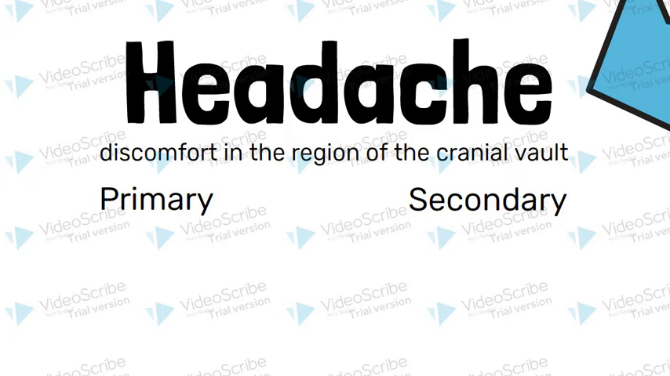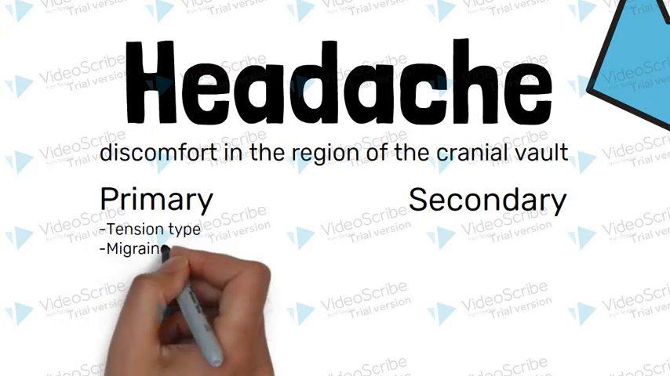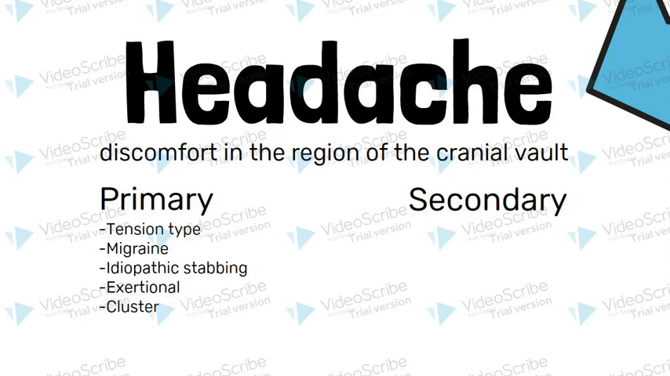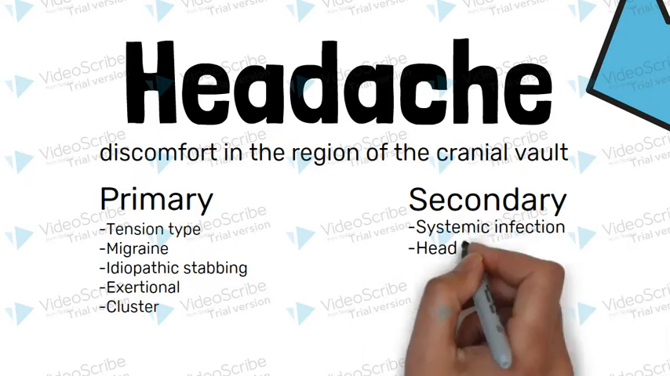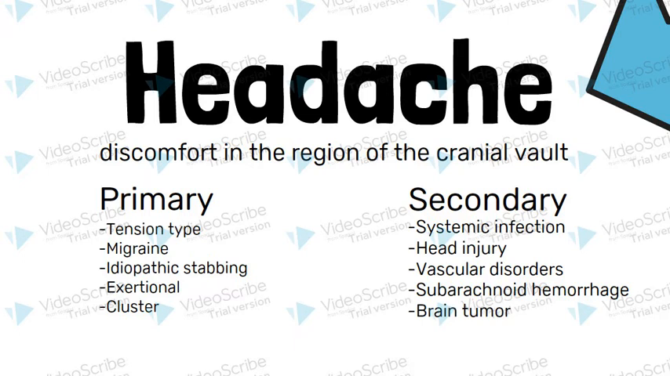Primary headaches and their features are the disorders themselves. In order of decreasing incidence, the most common is tension type, followed by migraine, idiopathic stabbing, exertional, and cluster, while secondary headaches are caused by exogenous disorders like systemic infection, head injury, vascular disorders, subarachnoid hemorrhage, and brain tumor.